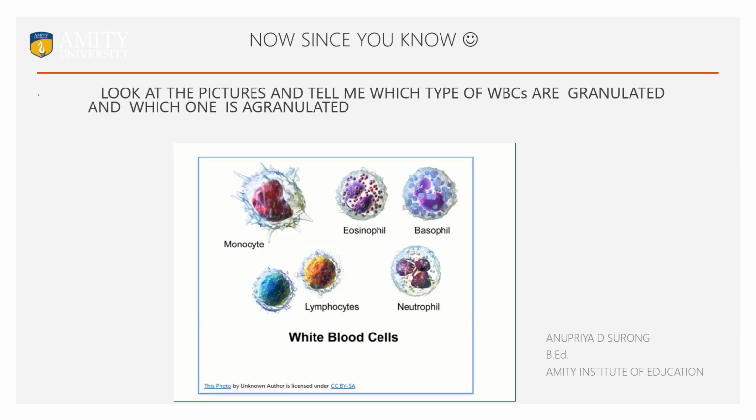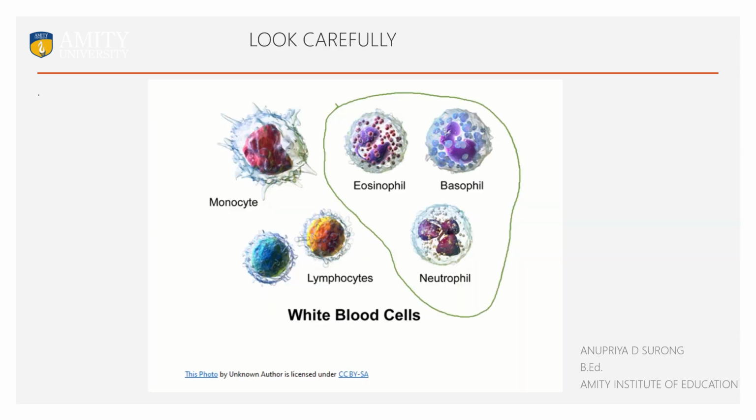Okay, look at the picture carefully and tell me which type of WBCs are granulated and which one is agranulated. Look at the picture carefully. Alright, so you can see here I have marked those cells which are granulated. As you can see here, I have encircled the cells which are granulated, and they are eosinophils, basophils and neutrophils. And the rest which I haven't encircled, they are monocyte and lymphocytes which are agranulated.